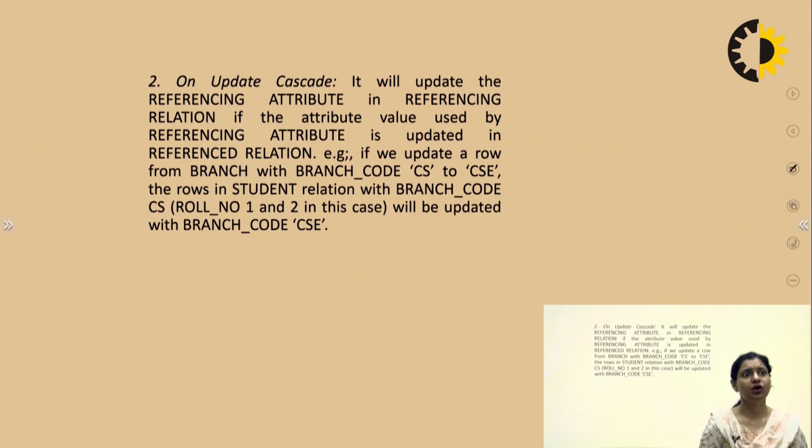Similarly, we have on update cascade. On update cascade will also update the referencing attribute in the referencing relation if the attribute value used by the referencing attribute is updated in the reference relation. That means, if an updation is to be done, on update cascade will update the values in both the relations simultaneously. Otherwise, it will not make any changes in any of the tables.